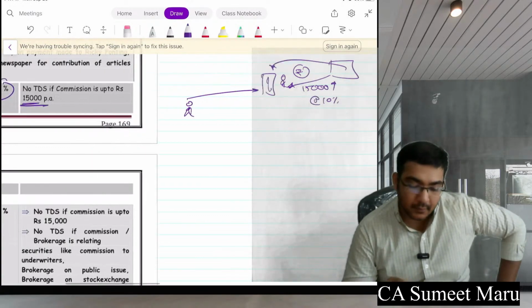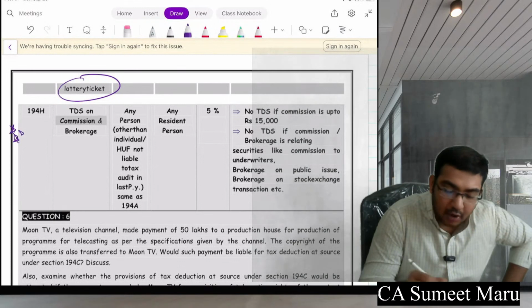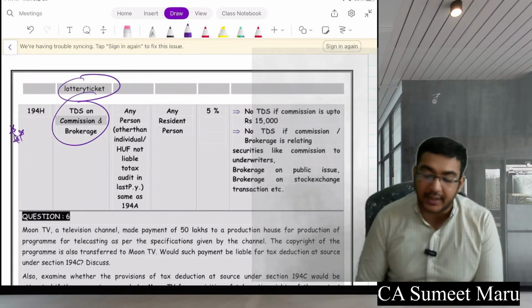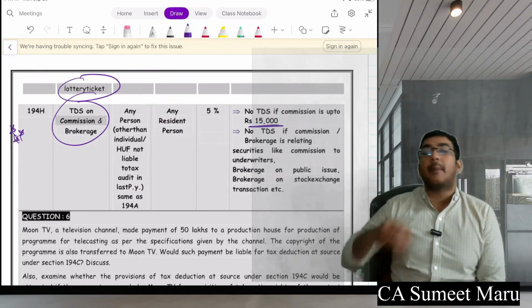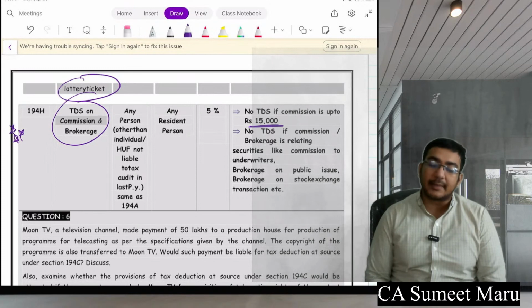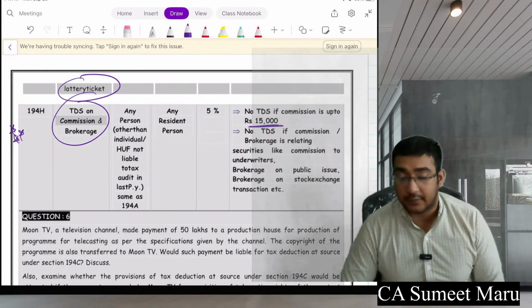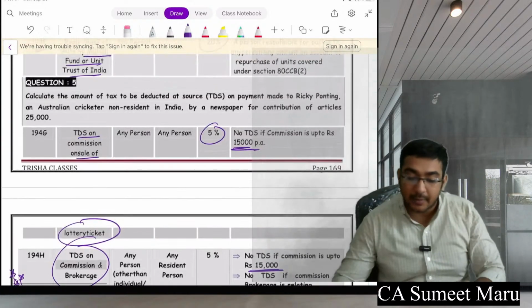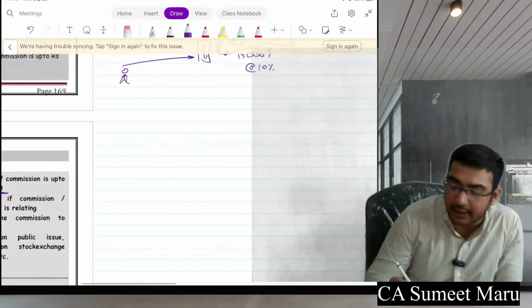Everyone clear? Similar is, this is important, TDS on commission and brokerage. So if someone is earning a commission and brokerage and the brokerage is above 15,000, so you are paying someone commission or brokerage and the brokerage is above 15,000, it is going to be fully taxable, and TDS is going to be applicable at 5%. So remember, on this commission and brokerage thing, it is 5%. So some of the important sections you can remember like this.